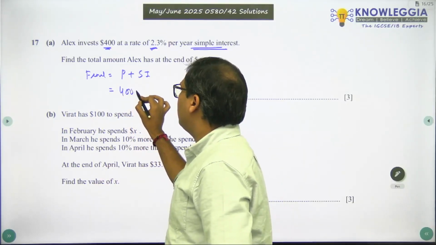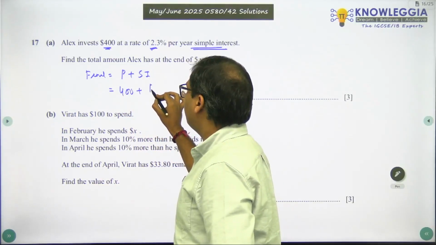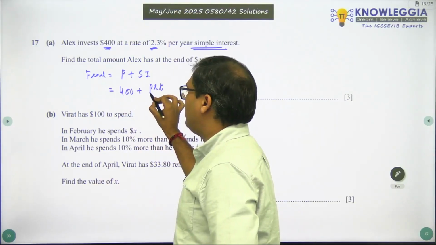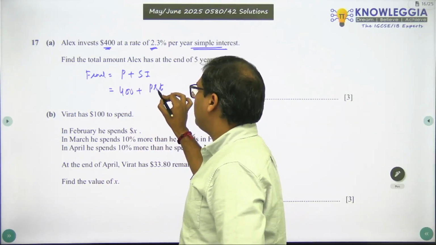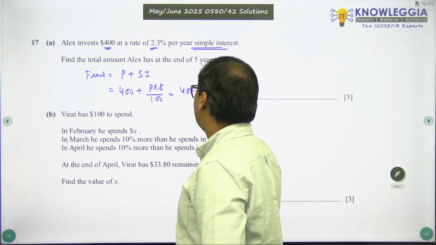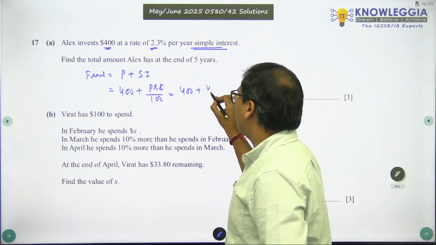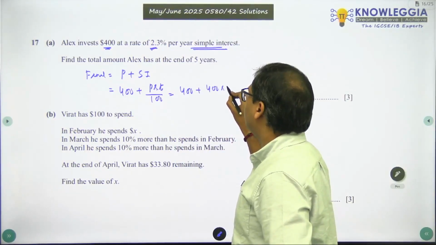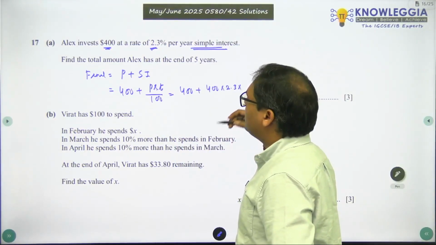Okay. So what is the original amount? This is $400. And what is the simple interest? This is PRT upon 100, that is principal amount, rate of interest, time, upon 100. So this is 400 plus, what is the principal amount? This is $400. The rate of interest is 2.3. And what is the time?